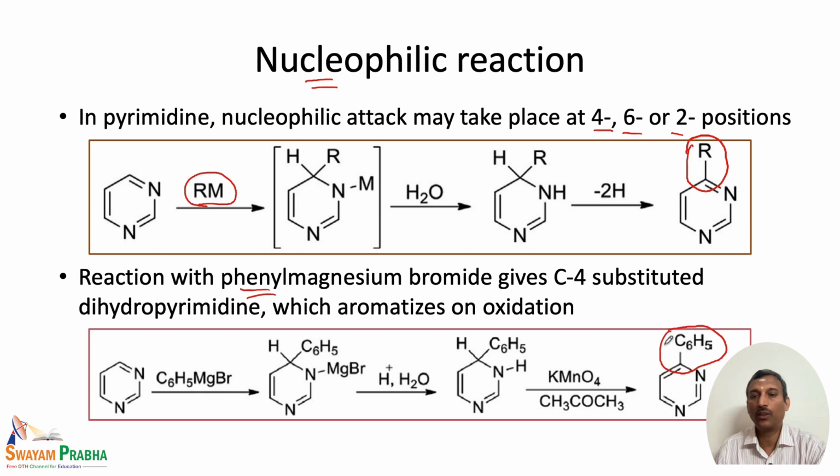That means the phenyl group is introduced at the 4 position, and this can actually undergo oxidation to give the aromatized derivative. So, this is also leading to the pyrimidine derivative, and these are the examples of nucleophilic reactions which occur on pyrimidine ring. So, both electrophilic and nucleophilic reactions are possible on pyrimidine, and all these reactions occur on the ring carbon atom only.